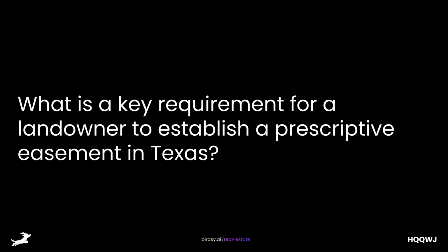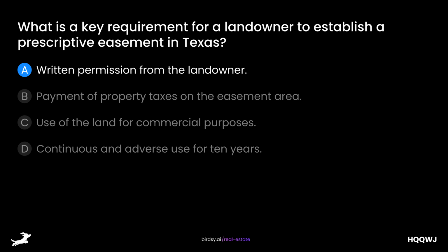What is a key requirement for a landowner to establish a prescriptive easement in Texas? Is it A, written permission from the landowner? B, payment of property taxes on the easement area? C, use of the land for commercial purposes? Or D, continuous and adverse use for 10 years?